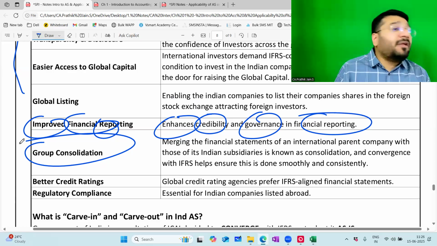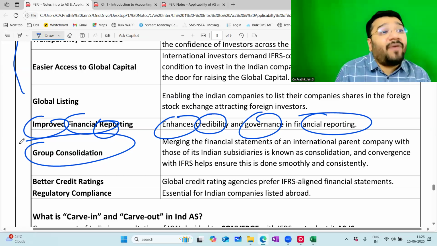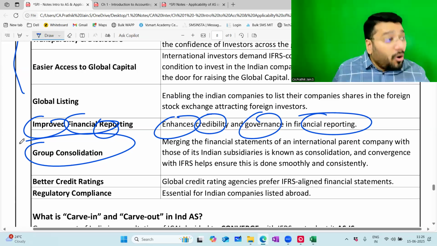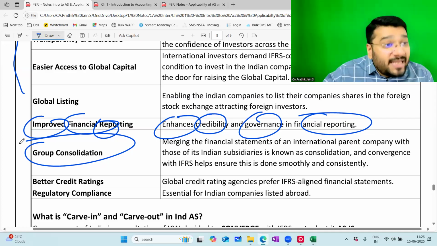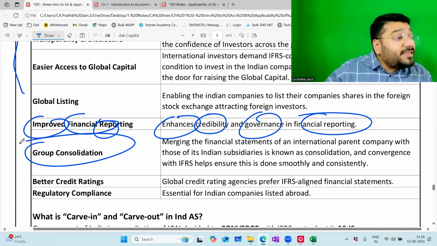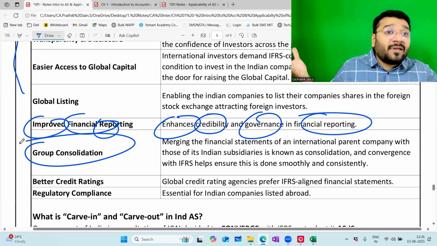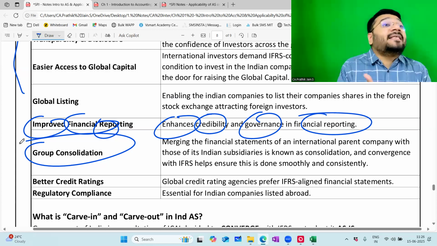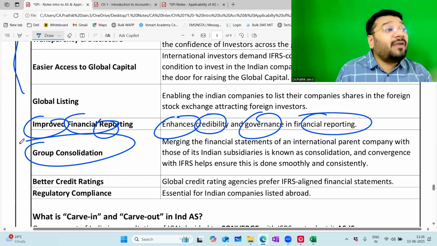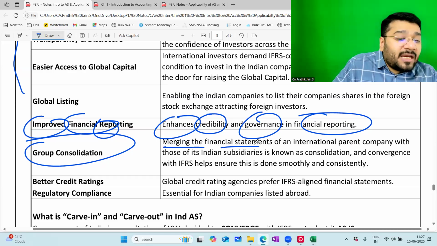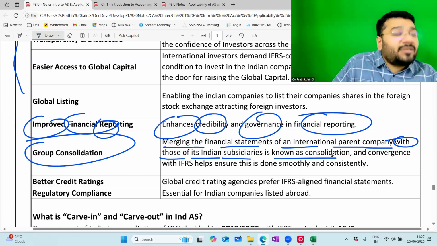But now that everybody is speaking a common language, IFRS or converged IFRS, all of them now are on similar lines. So consolidation has become easy for me. Merging the financial statements has become easy for me. Merging the financial statements of multiple companies of multiple countries has become easy because of this convergence. Merging the financial statement of an international parent company with those of its Indian subsidiaries is known as consolidation.